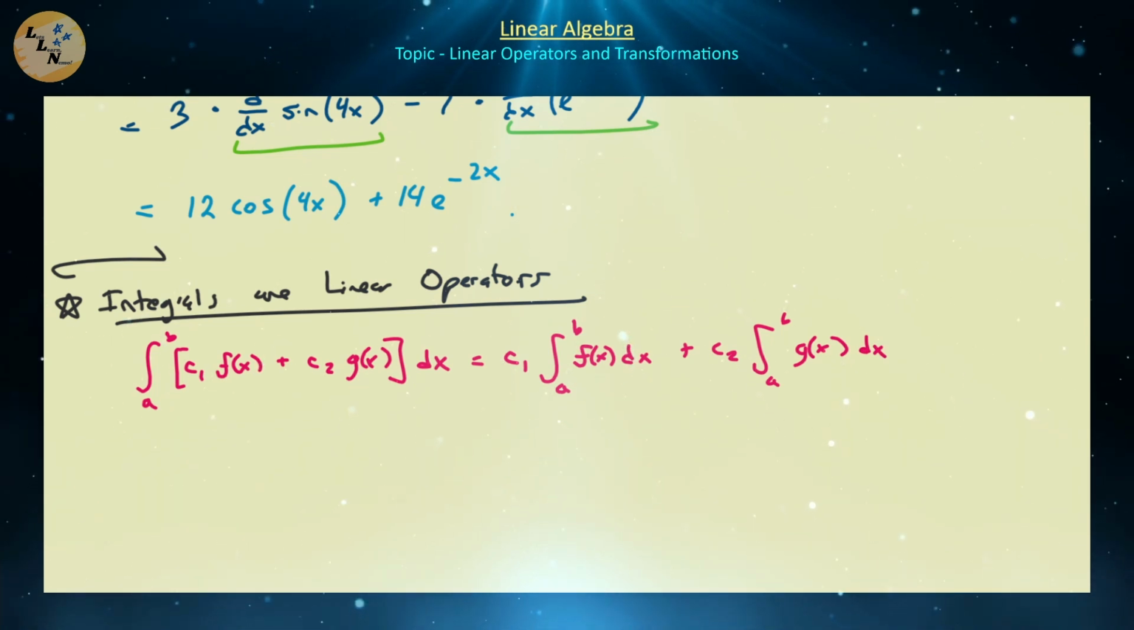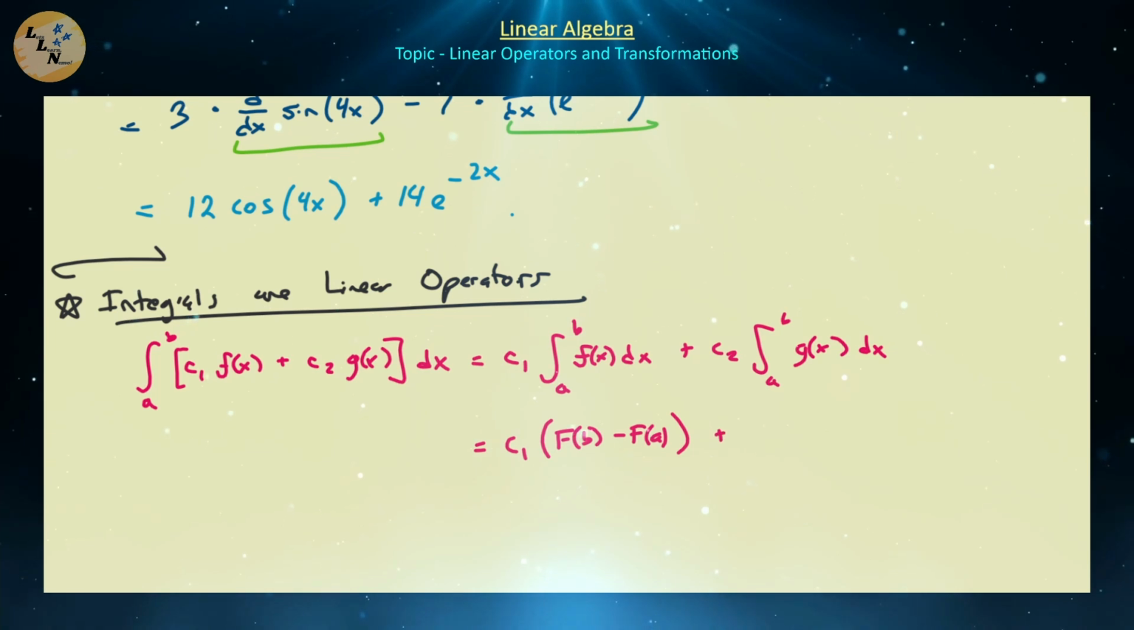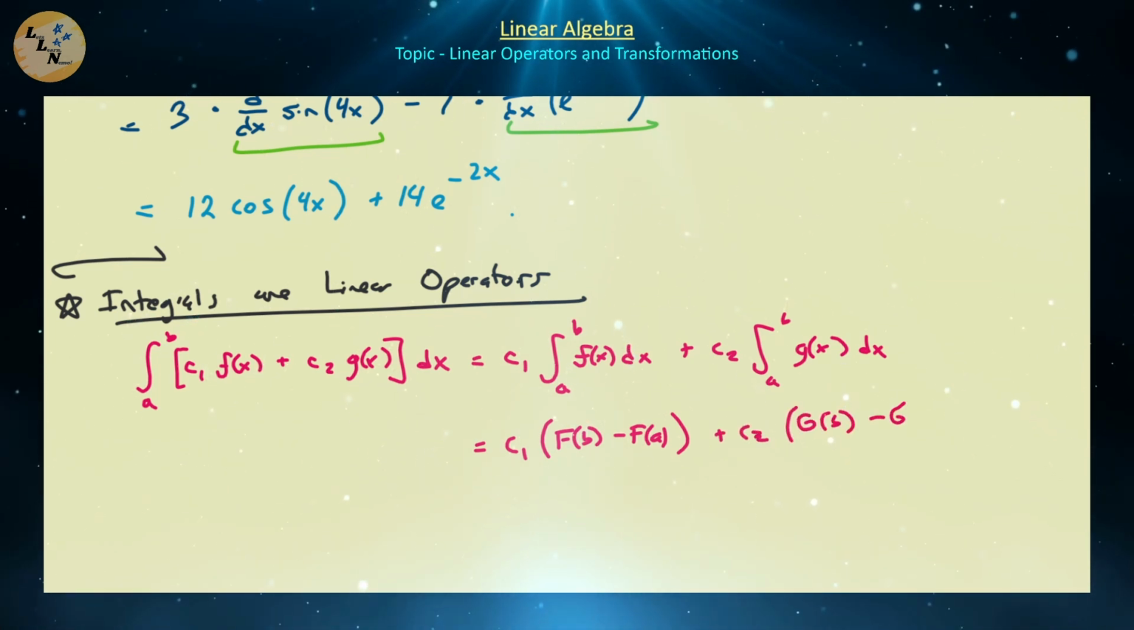And then using the fundamental theorem of calculus, you should be able to show that that's just the same as c1 times capital F of b minus capital F of a plus c2 times capital G of b minus capital G of a, where capital F and capital G are the antiderivatives of little f and little g, respectively, i.e. the derivative of capital F is equal to little f, and the derivative of capital G is equal to little g.